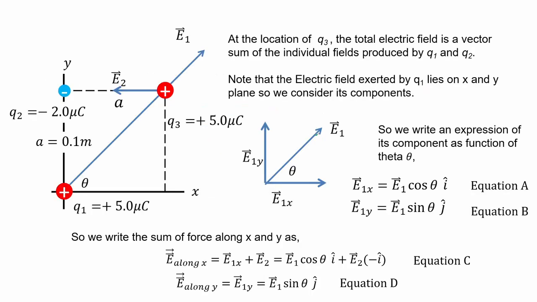At the location of Q3, the total electric field is the vector sum of the individual fields produced by Q1 and Q2. Note that the field exerted by Q1 on Q3 lies on the x and y plane, so we consider its components. We write an expression of its components as a function of theta, shown in equations A and B. Then we write the sum of fields along x and y as in equations C and D.